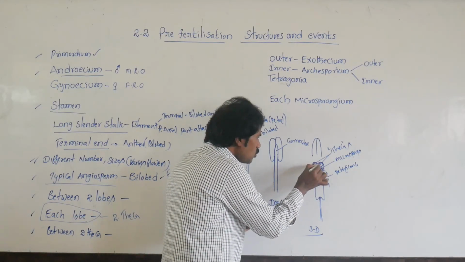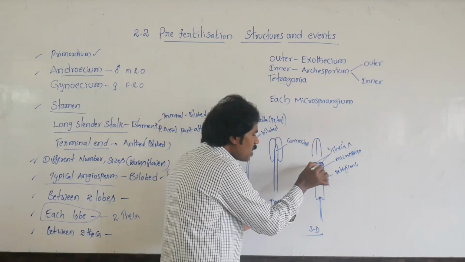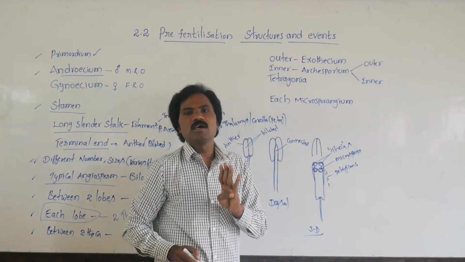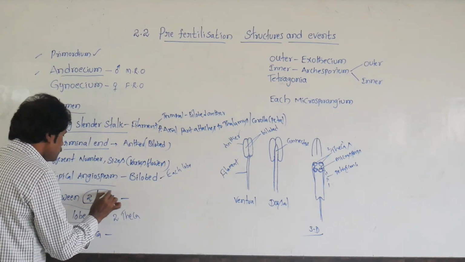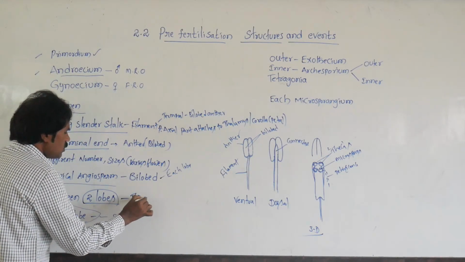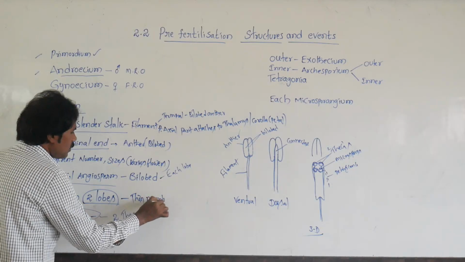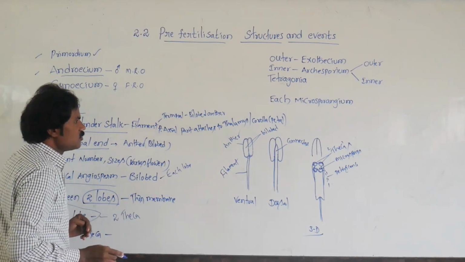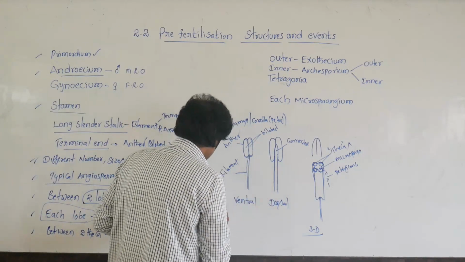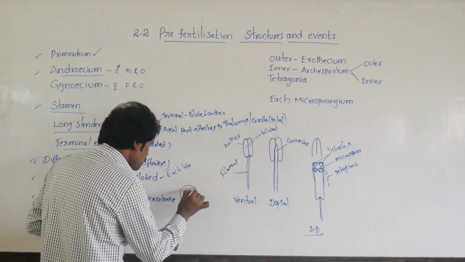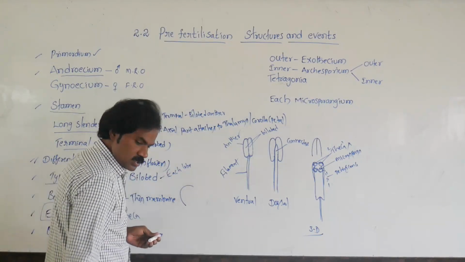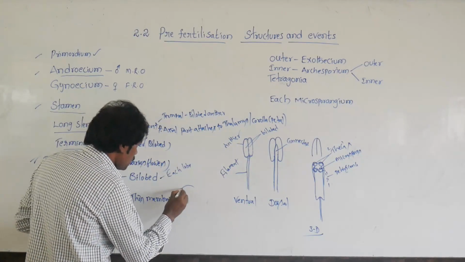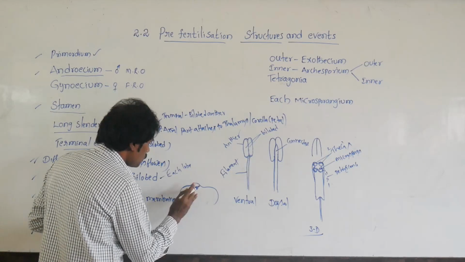One lobe has two theca. How many thecas are present in total? Four thecas are present. In between the two lobes, there is a thin membrane, a thin membranous strip. Between these two it will be present.